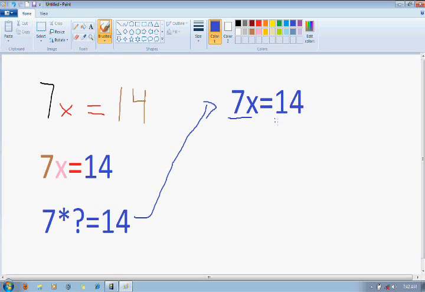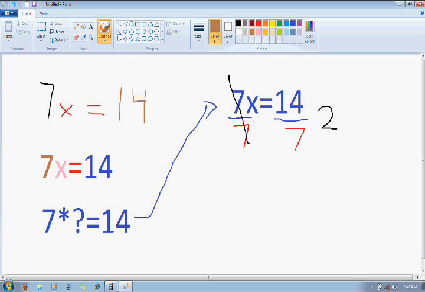So you divide, right? Because division is nothing more than just a bunch of fractions. So if 7 goes into 14, you divide each side by 7. Well, this cancels out, and this gets reduced down to 2.